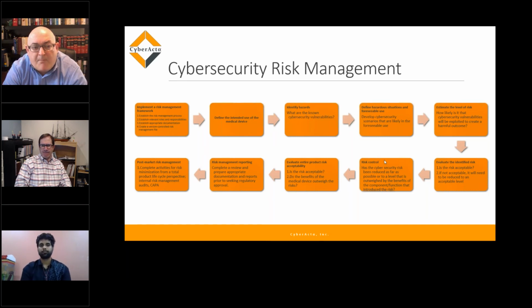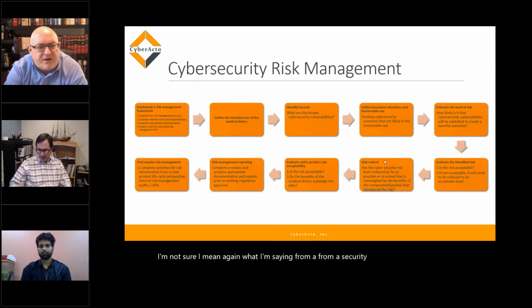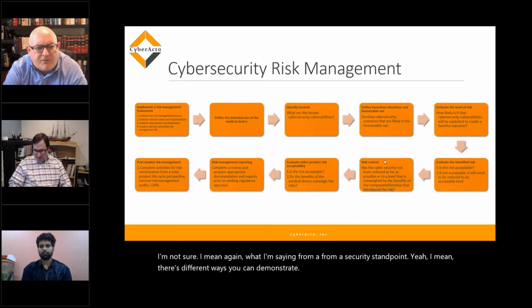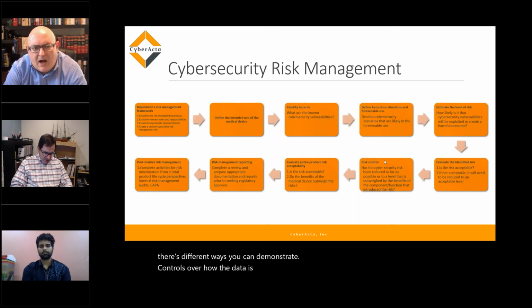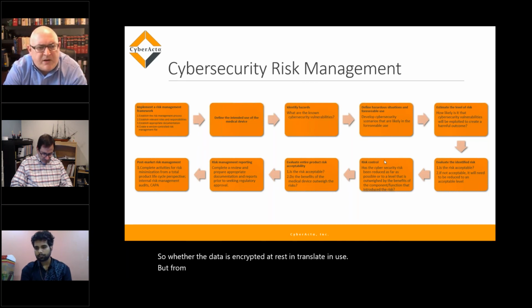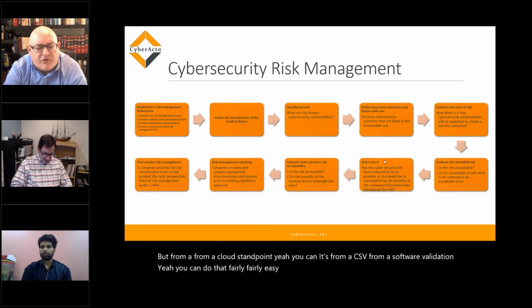I'm not sure. I mean, again, what I'm saying from a security standpoint, yeah. There are different ways you can demonstrate controls over how the data is being stored, and whether the data is encrypted, at rest, in transit, in use. But from a cloud standpoint, from a CSV, from a software validation standpoint, yeah, you can do that fairly easily, validate those controls and how the data is being addressed.